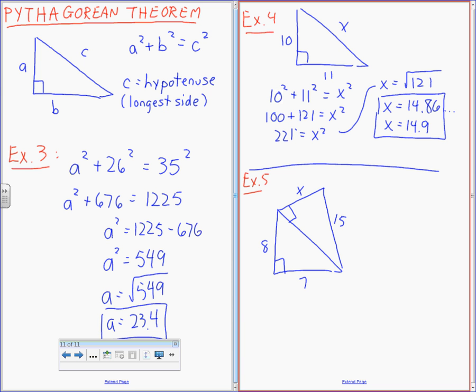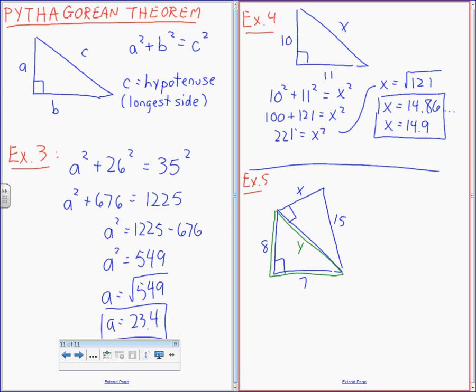Example 5 is a little bit more fun than the last one. Aiden, can you give an insight into how I'd solve example 5? Do the bottom triangle first and the middle one. Very good. So what we're going to do here is solve this triangle first, and that'll give you the y, which will be the bottom part. Why would that help me?